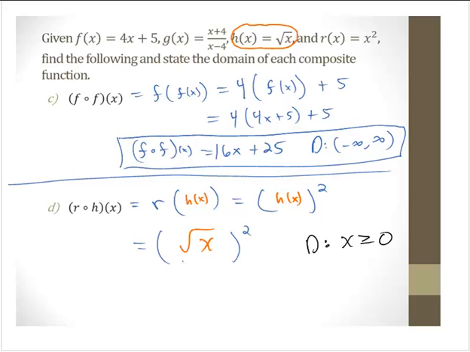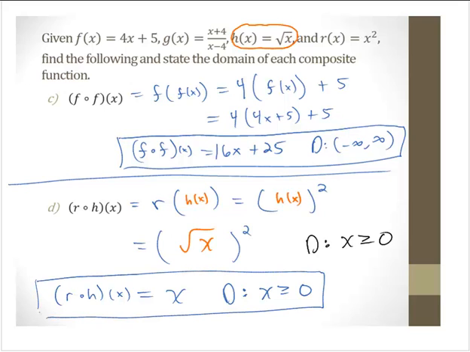Now, the square root of a number squared is x. So R composed h of x is x, but on the limited domain, x is greater than or equal to 0. All right, so we have to be careful about that. If you just said R composed h of x equals x, and just said, well, since it's just a plain old x, the domain is all real numbers, that would be incorrect, because this is a composition of two functions, one of which has a definite restriction on its domain.